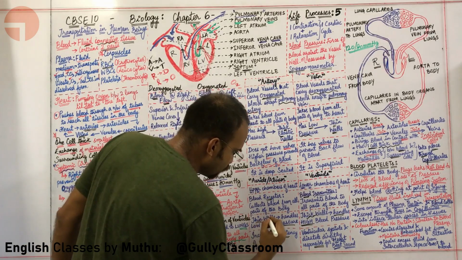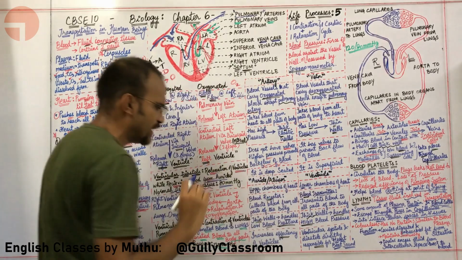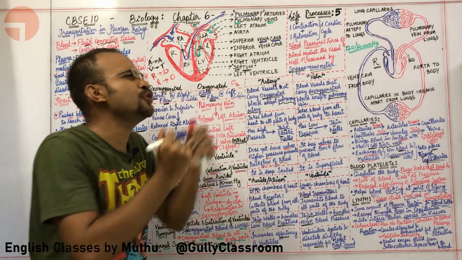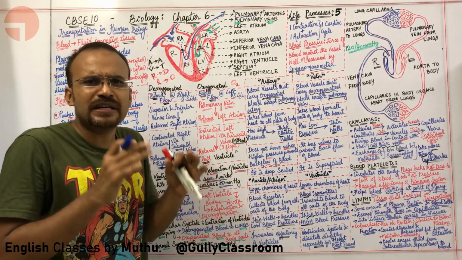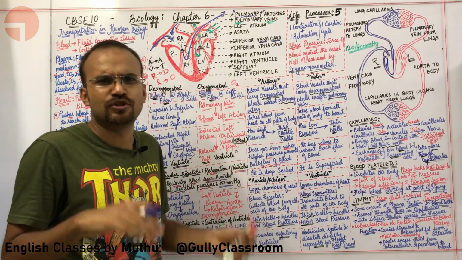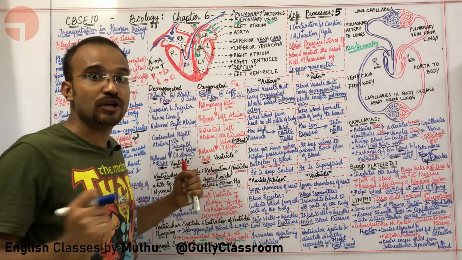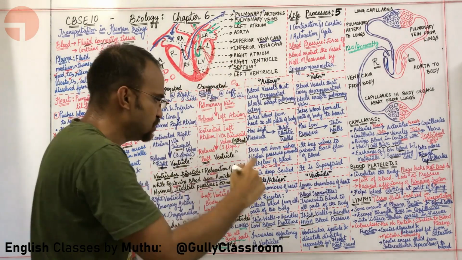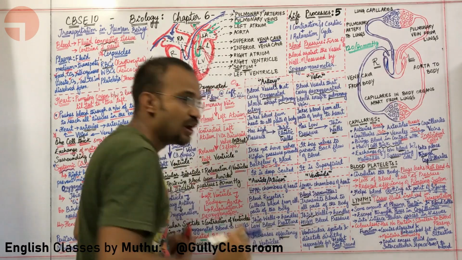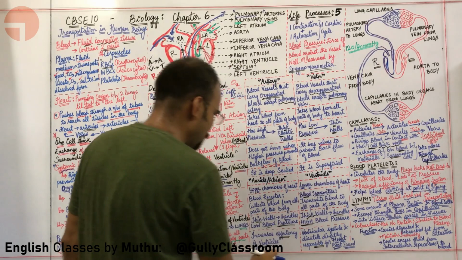Auricles have thin walls and they can handle low blood pressure. Why, sir? Because they are only going to receive blood. They are not going to pump any blood, so they have very thin walls. What about ventricles? Ventricles need to do ventricular systole, 120 mmHg. So they have thick walls for handling high pressure.